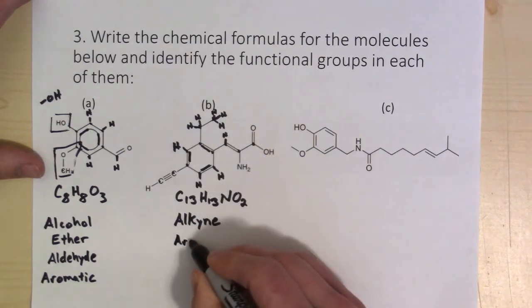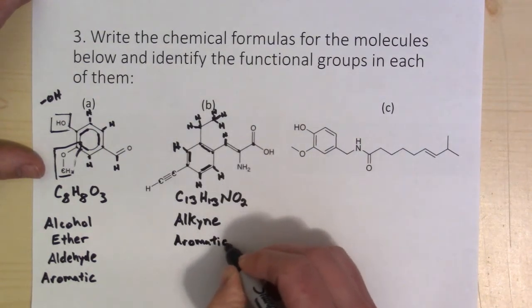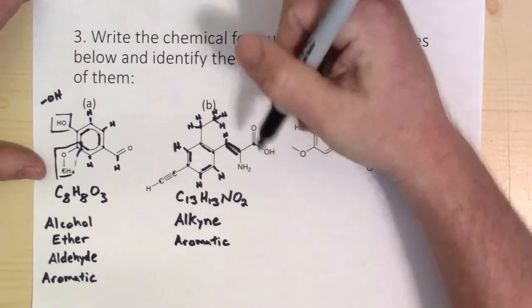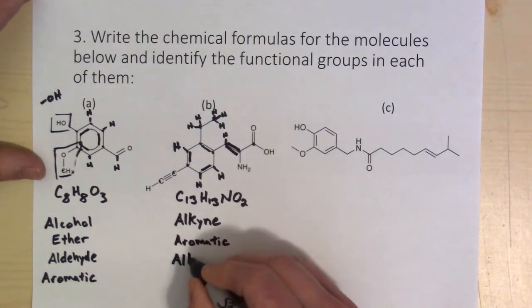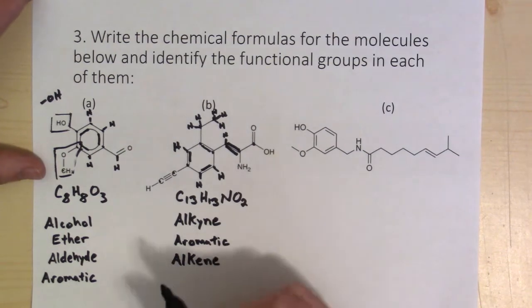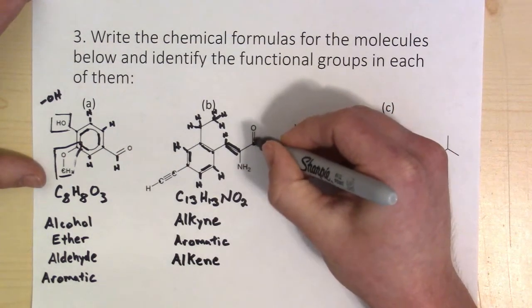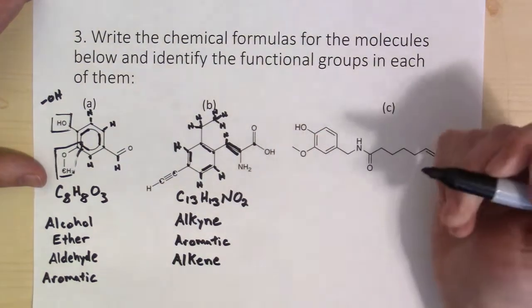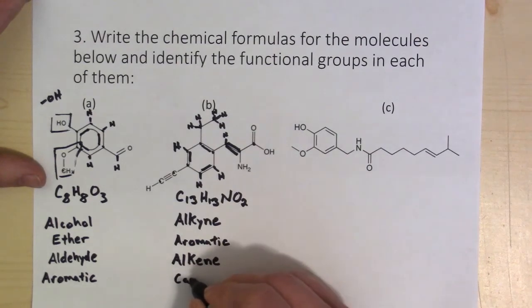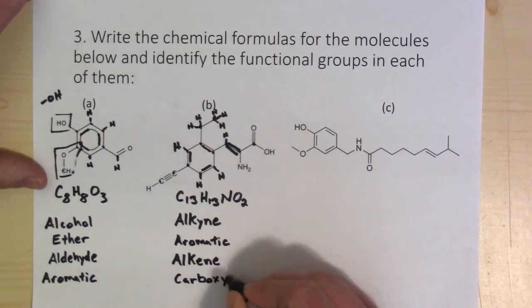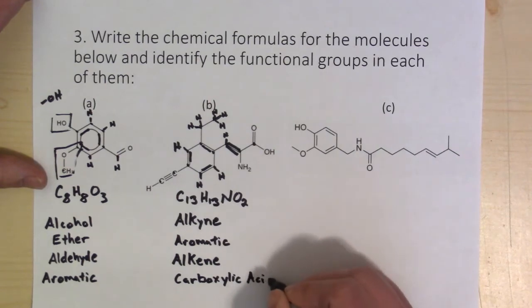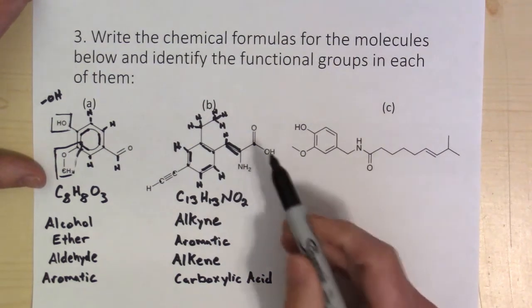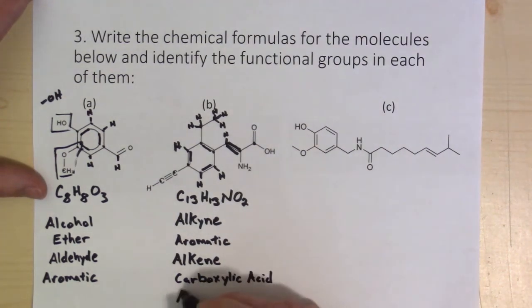So that is an aromatic system. We also have over here a carbon-carbon double bond. So that is an alkene. We have a carbon double bonded to an oxygen, and then on one side of that carbon we have another carbon, and on the other side we have an OH. That's what's known as a carboxylic acid. And then here we have a nitrogen with two hydrogens singly bonded to a carbon. That is an amine.